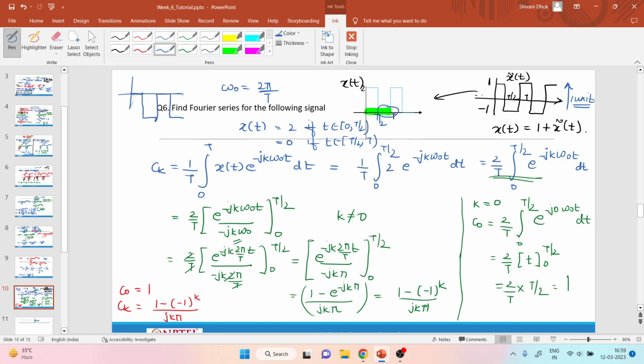Okay, so this is 0, this is T by 2, 0, T, and so on, and this will be minus 2. Now I am shifting this x tilde t downwards by minus 1. So for this signal, my c naught will be equal to minus 1, and ck for k not equal to 0 will again be this factor.